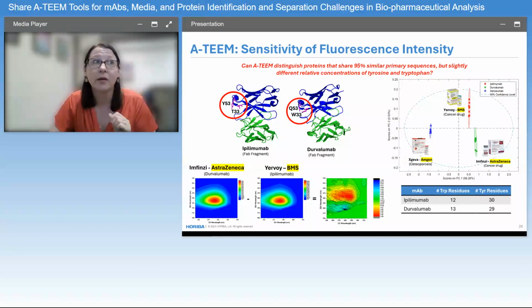When you apply multivariate analysis to a bigger data set, you can then classify them very easily as well. And so you can see from the score plot of just the PC1 versus PC2 that 3 different drugs of very similar sequencing, but that have slightly different number of tryptophans or tyrosines show up in different regions of the score plot. Okay, so multivariate analysis using PCA can confirm that difference as well.